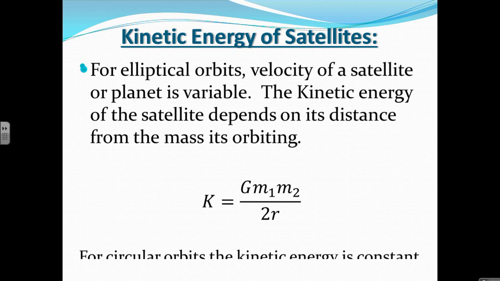And again, this r for a circular orbit would be the radius, and for an elliptical orbit, this r would be the length of the semi-major axis. And this will conclude our discussion.